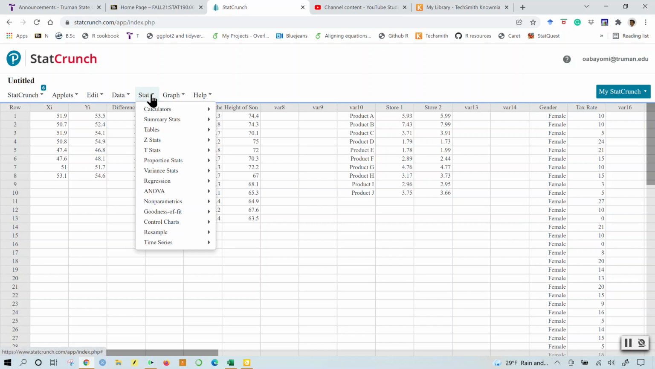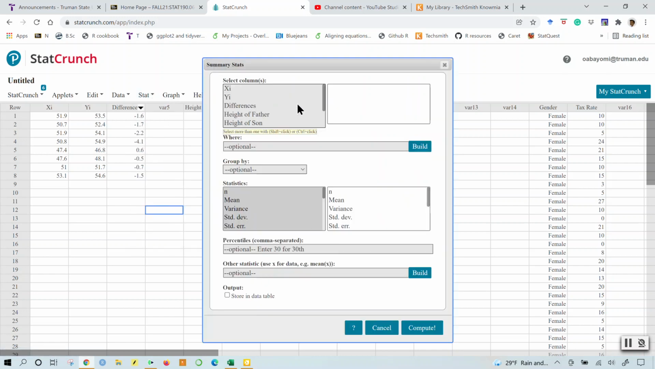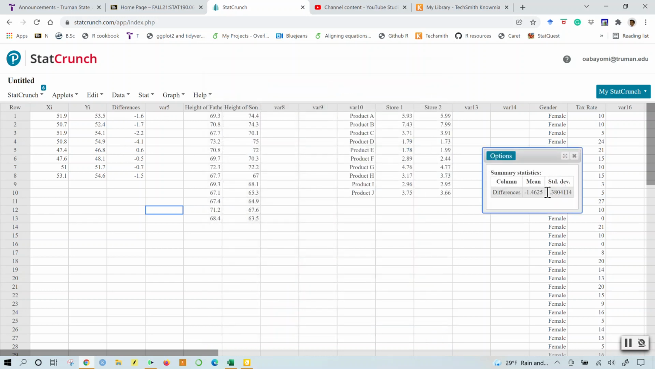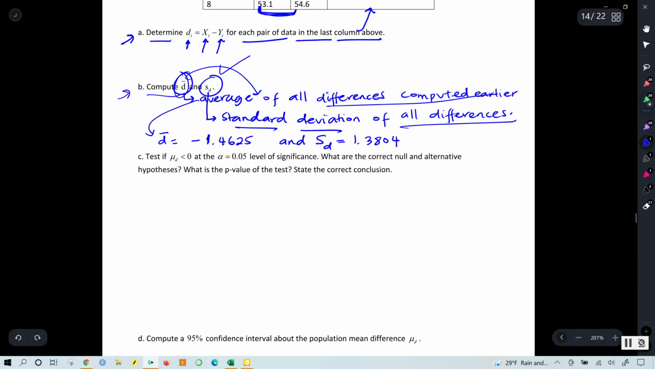So you go to Stats, you go to Summary Stats. We want to compute summary statistics for a column. And that column is all of the numbers under the column titled differences. So double click on differences and you want mean, and hold down the control button to choose standard deviation, and then compute. So you have the mean and you have the standard deviation. Done. So at this point, I have the mean of all the differences and the standard deviation here.